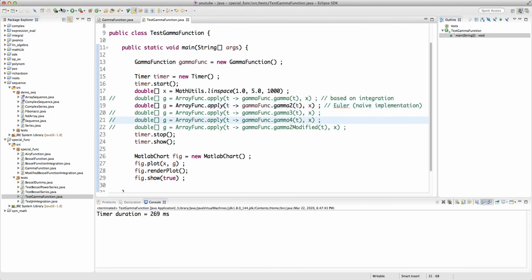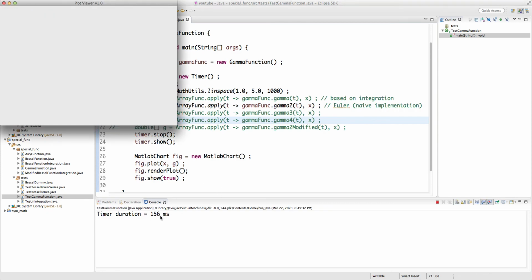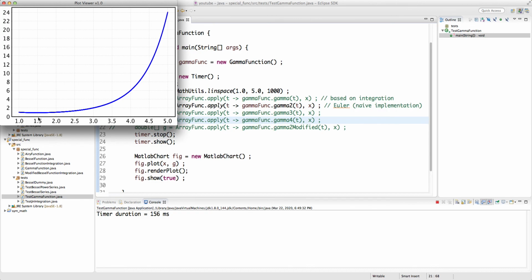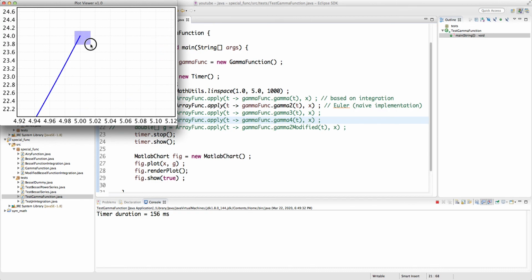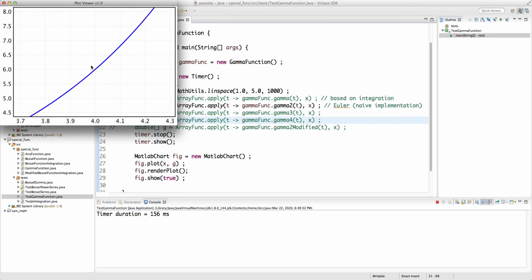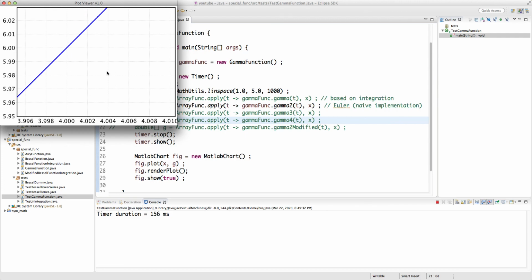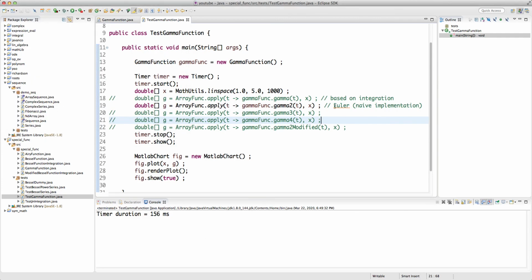So from 269, we are going to 156. So a factor of 2, all right? And the accuracy is still good. 5 factorial is 24, 4 factorial is 6. All right, so a factor of 2 reduction.